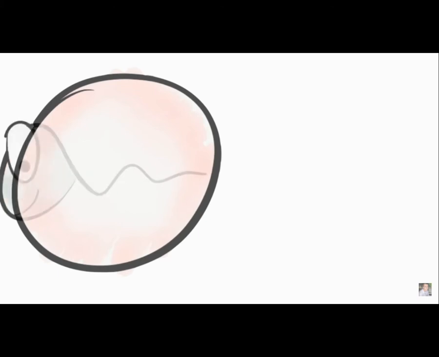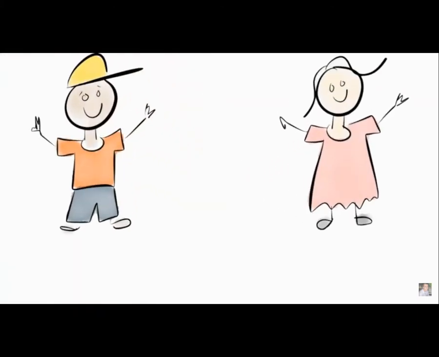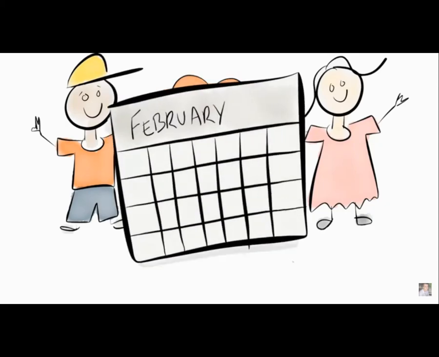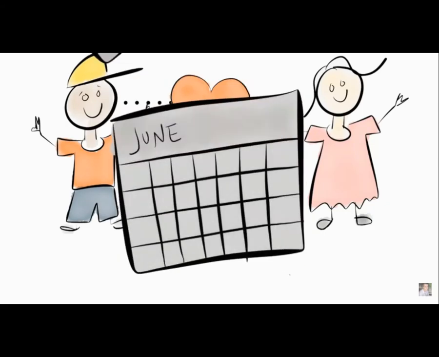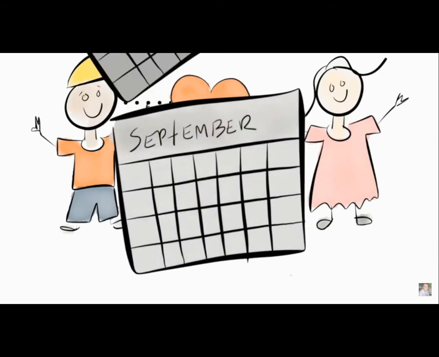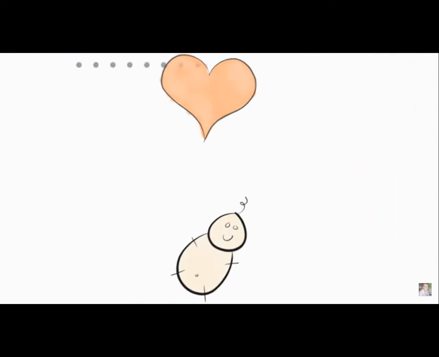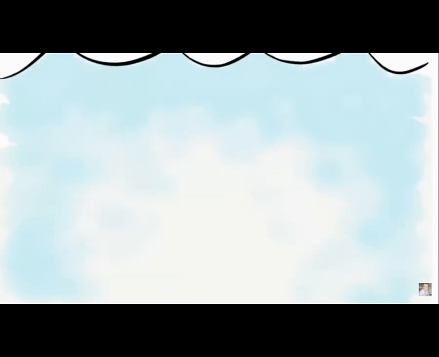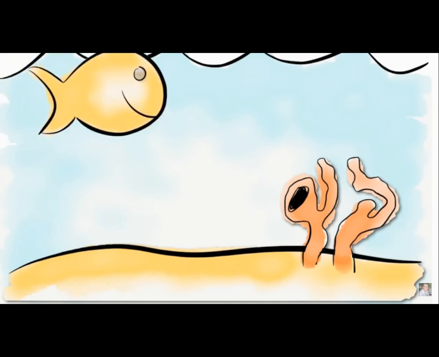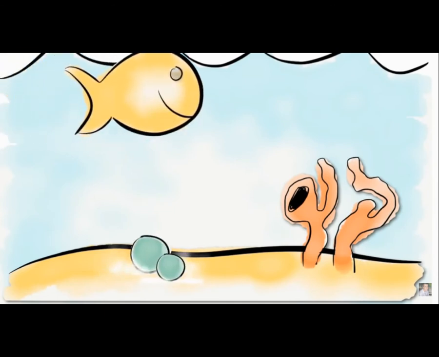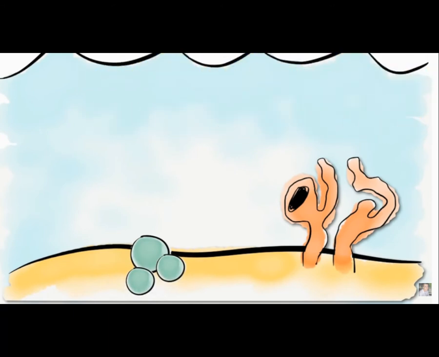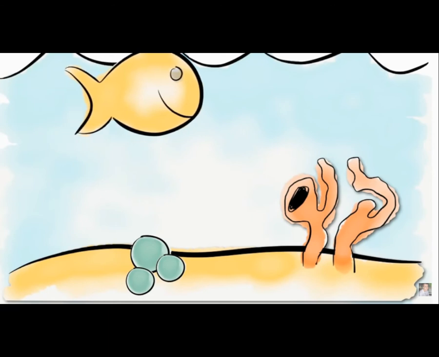Some animals, like humans, go through internal fertilization, where the egg is fertilized inside the body. The offspring develop inside the mother. Some animals, like fish, have external fertilization. The female releases her eggs, then the male fish spreads his sperm over her eggs. The young develop outside of the body.